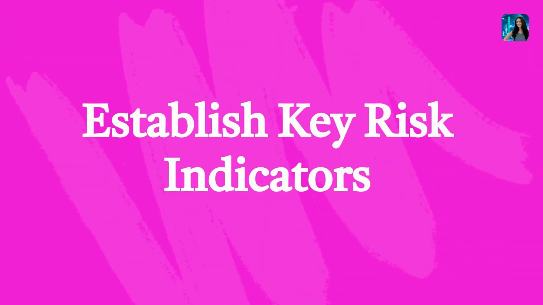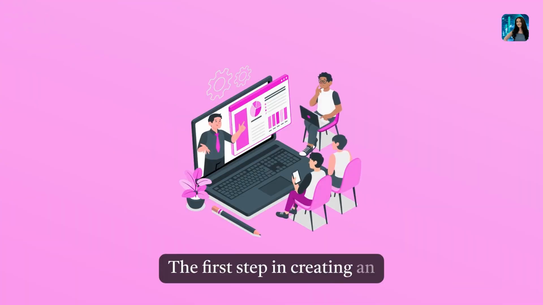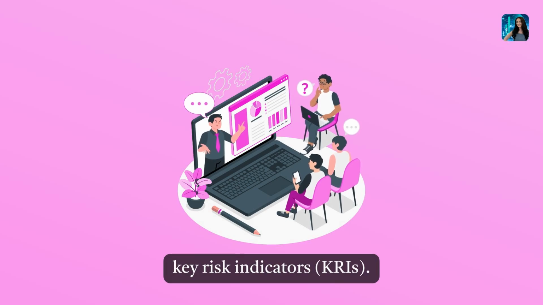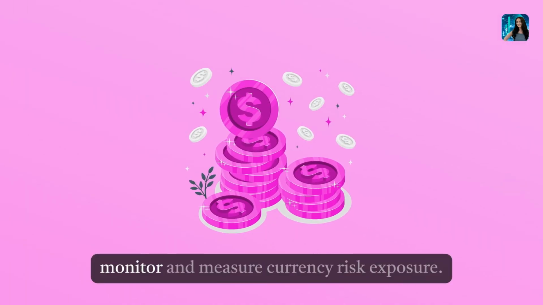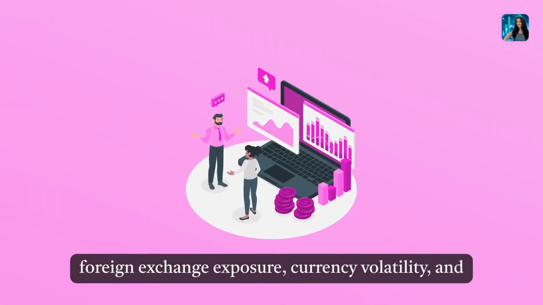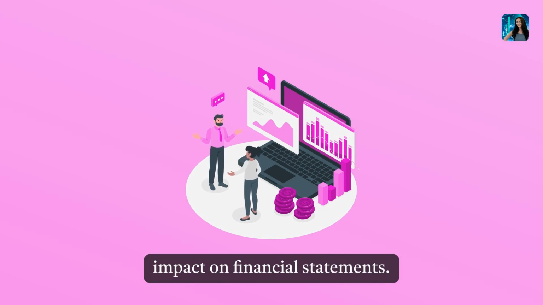Establish key risk indicators. The first step in creating an effective reporting system is to establish key risk indicators, KRIs. KRIs are specific metrics that help monitor and measure currency risk exposure. These could include metrics such as foreign exchange exposure, currency volatility, and impact on financial statements.